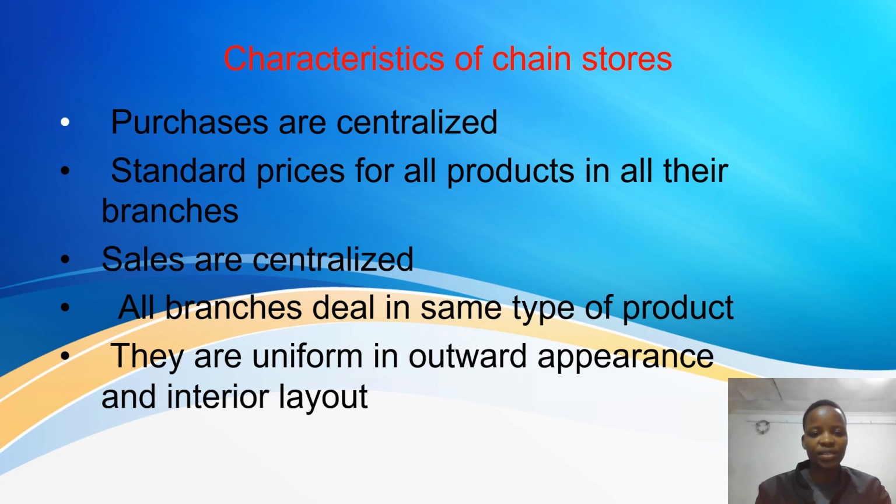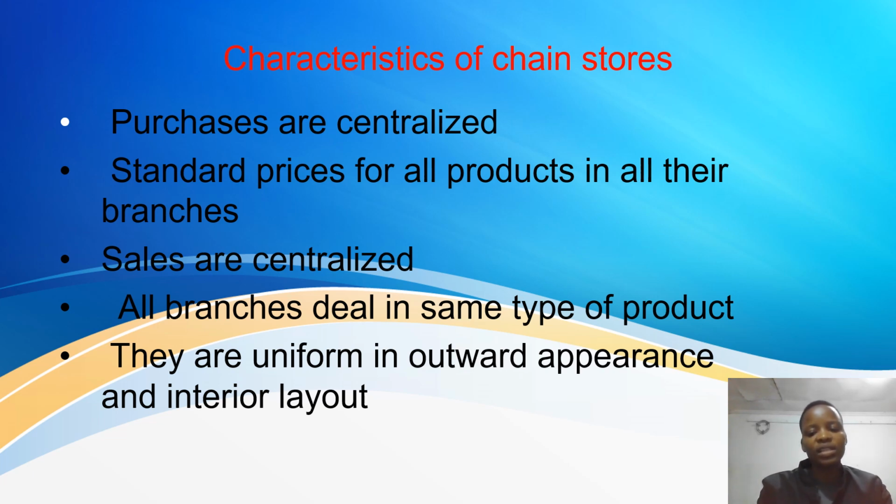Characteristics of these chain stores. Purchases are centralized. They make purchases from one producer or from one manufacturer. Then they break the bulk and deliver their goods to various branches. Standard prices for all products in their branches. I said earlier on that the branches have similar products. The sales are also centralized. All branches deal in the same type of product. They have only one line of product.